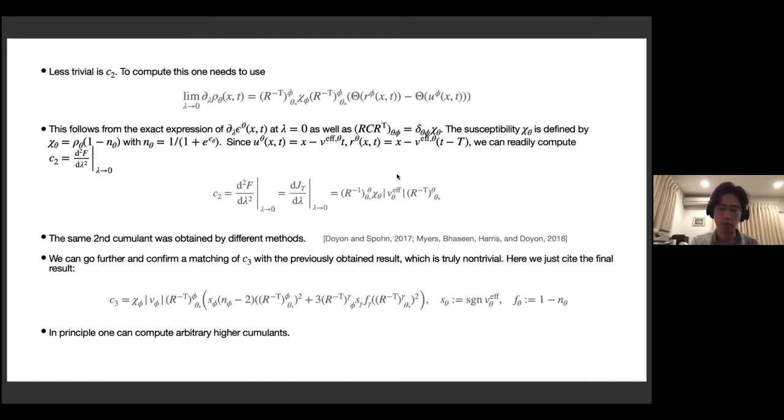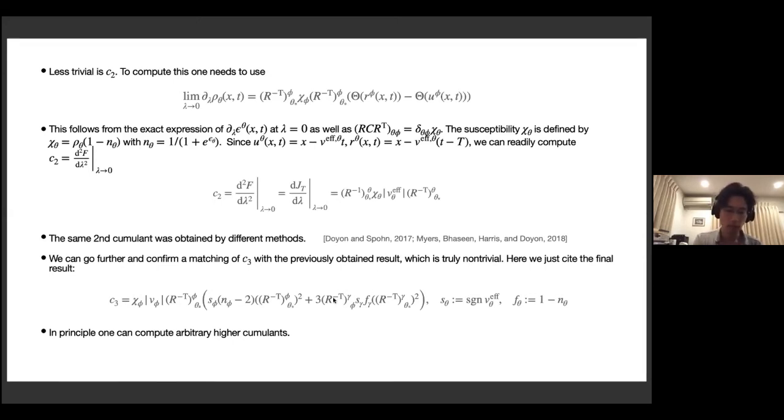which actually has been computed in two ways. First by biasing the dynamics, and also by another method that Benjamin called the ballistic fluctuation theory. Still, it's good to know that this MFT produces exactly the same second cumulant. Much less trivial, I'd say, is the fact that even the third cumulant agrees with the previously obtained third cumulant, which was obtained by Benjamin, Jason Myers, Joe Bhaseen, and Rosemary Harris.